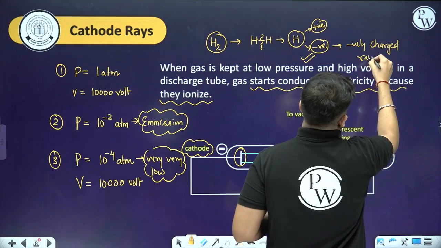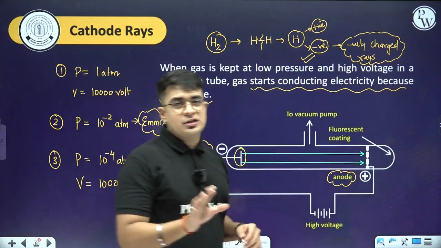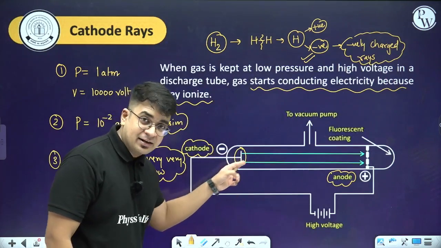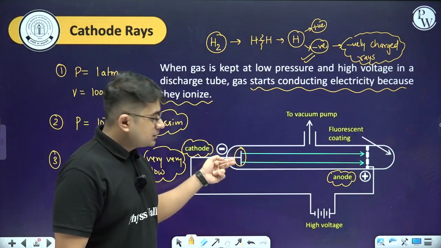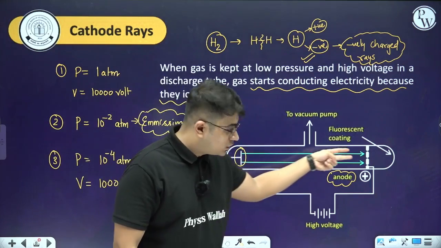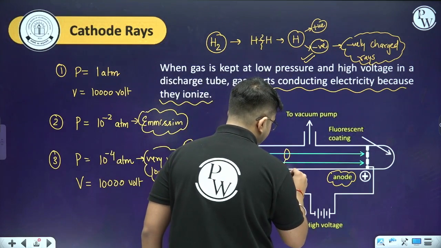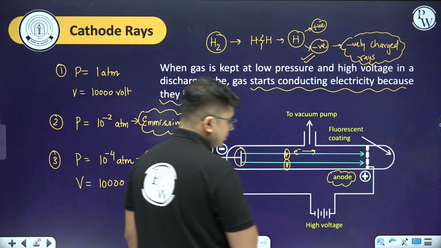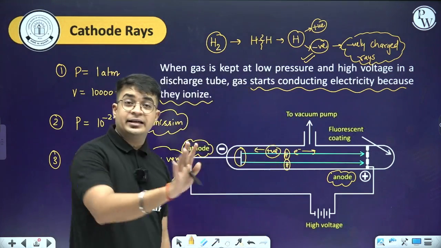Now, whatever I told you, they didn't know about this particular idea because they thought that something is actually happening at this particular electrode. That's why some negatively charged particles or some negatively charged rays are moving towards the anode. They didn't have the idea that somewhere in between you have hydrogen, and this electron is moving towards this side and the positive part is moving on this side. They didn't have any idea.